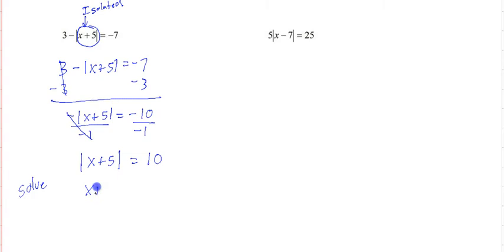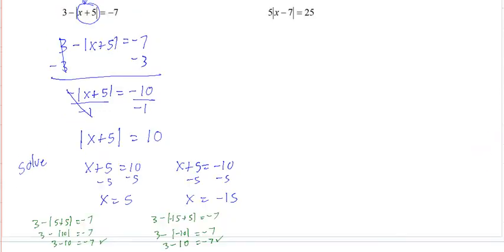Now we can solve. So we say that inside could be 10, or that inside could be -10. And then solving it gives us 5 and -15. And we check it. And there's our answer. As you can see, it's always about this inside. We're trying to find out what number this can be in order to make -7. And that means this entire inside would have to be 10. And then solving that would give us our two answers.